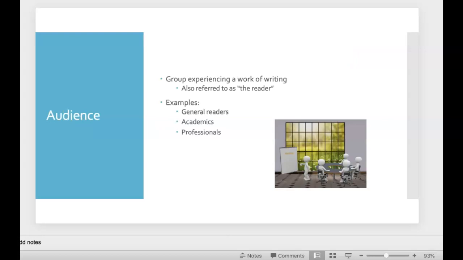And then there's the audience, which is the group experiencing a work of writing or a speech. If you are looking at an essay, it's going to be who we consider the reader. If it's a speech, we're thinking of the audience. Typically, there is a specific audience for whatever it is that you're reading or the speech you may be hearing. Sometimes it's a general reader. So if something is published, for example, in Cosmopolitan magazine, then we understand that the audience there is probably going to be young women who are concerned about beauty and makeup and that sort of stuff, right?